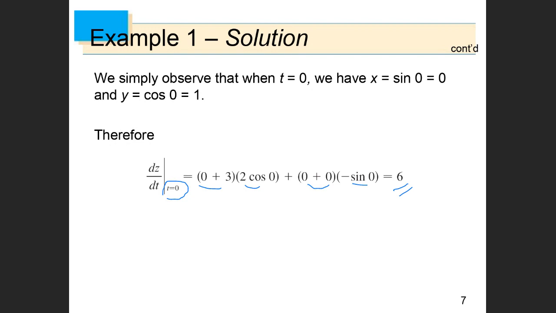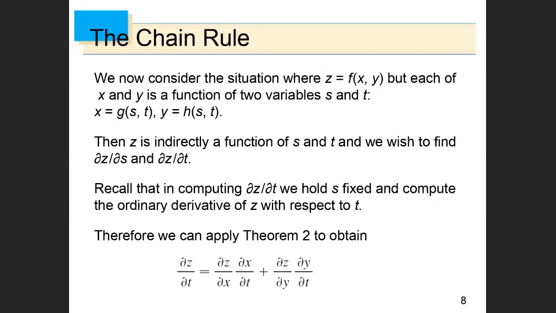So let's move forward and see now what happens maybe with more complicated cases. Okay? So we consider the situation where z equals f of x, y, but each of x and y is a function of two variables, s and t. So now we have x and y, not single variable functions by themselves, but two variable functions also. s and t are two different variables. So now z will have a derivative with respect to s and a derivative with respect to t. So z indirectly is a function of s and t, and we would like to find these two derivatives.